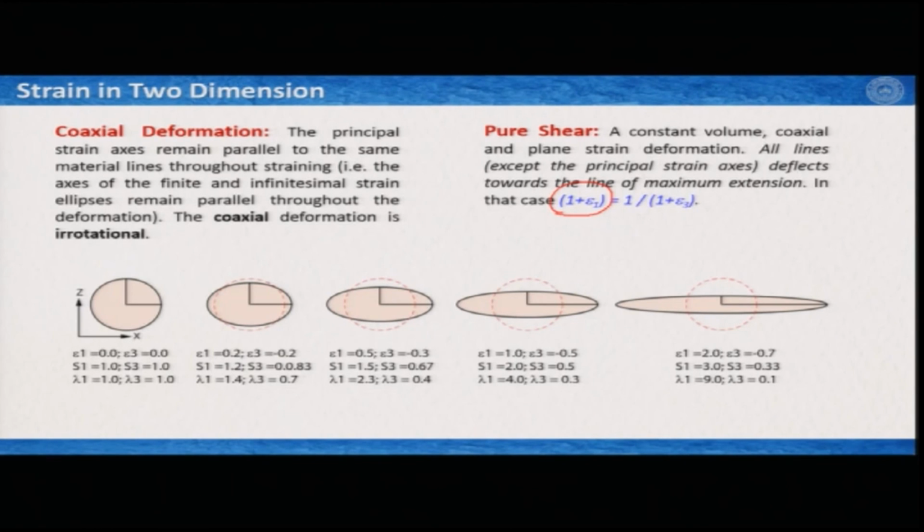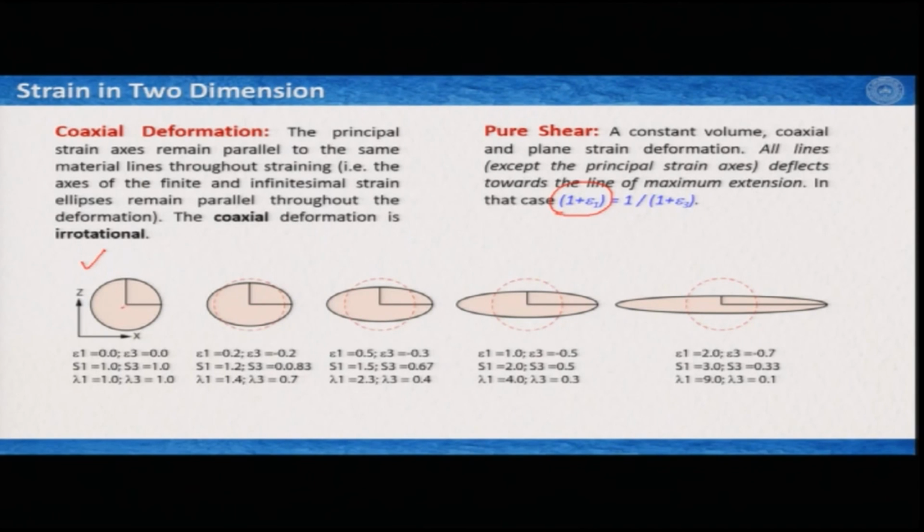your principal elongation axis 1 plus E1 actually is the inverse of the principal shortening axis. So here is the example. The first one is an undeformed state, and what I have given: E1 is the elongation along the x axis, E3 is the shortening along the z axis, S1 and S3 are stretches in the corresponding x and z axes, and lambda 1 and lambda 3 are the quadratic elongations along the x and z axes respectively.